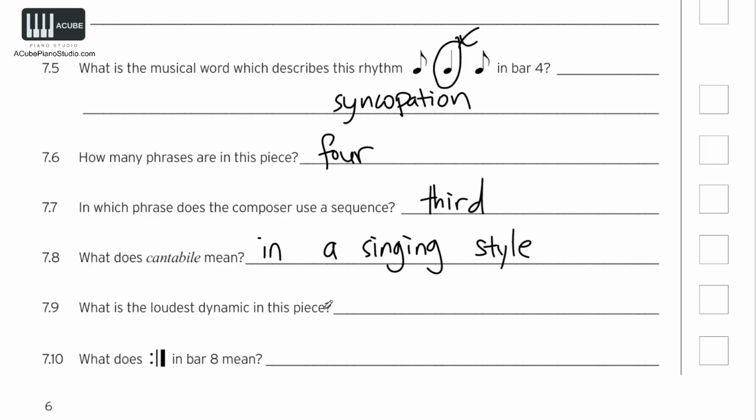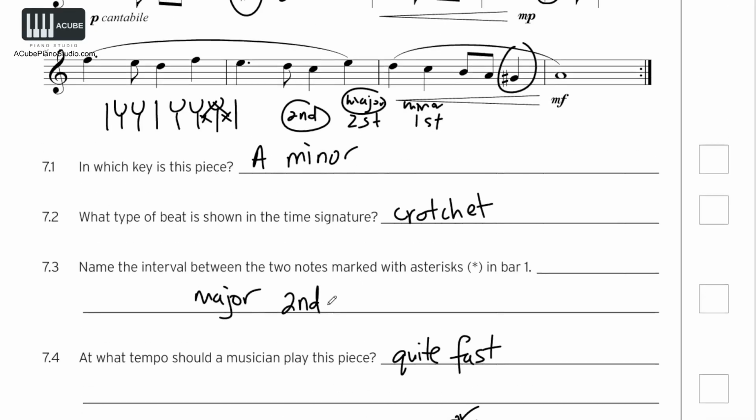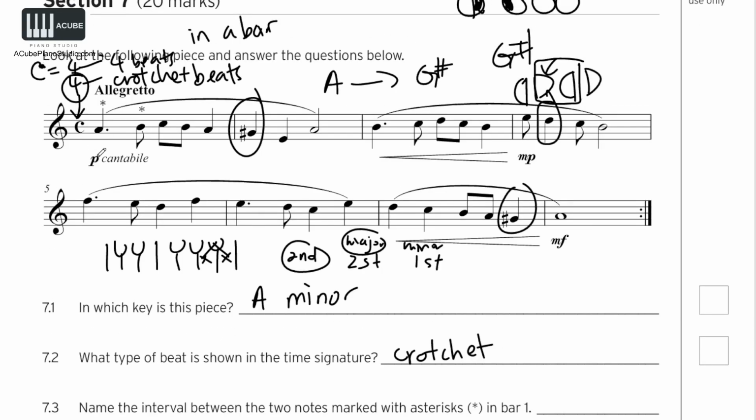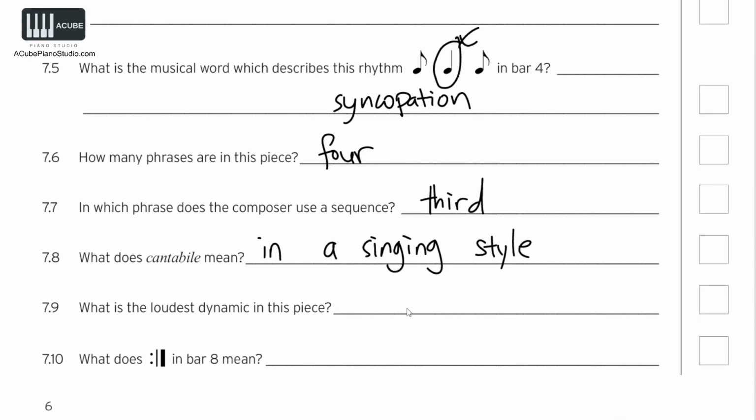Next, what is the loudest dynamic in this piece? So let's take a look. The dynamics are the loud and soft portions, right? So loud or quiet. So P is quiet, MP is moderately quiet, MF is loud. So the loudest is actually MF. So let's just write here.